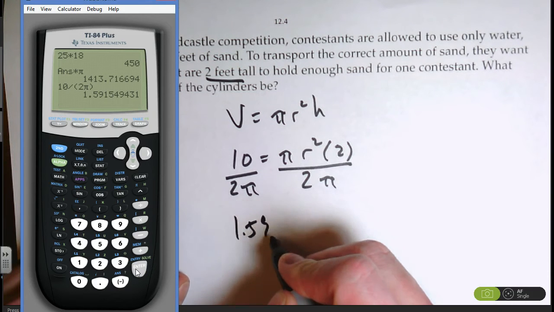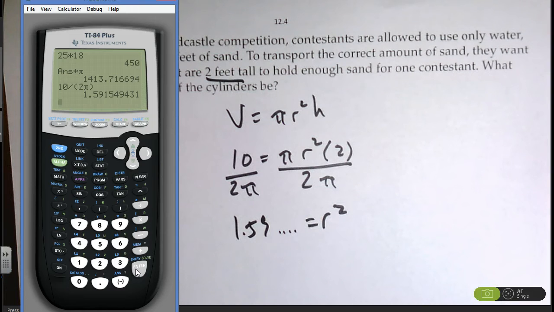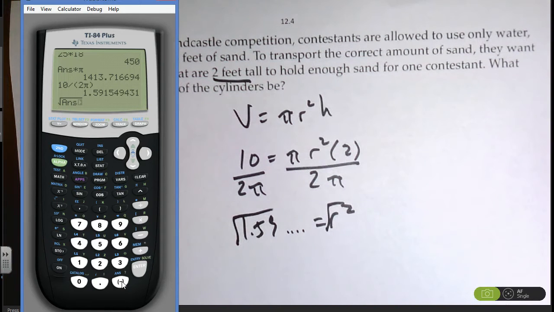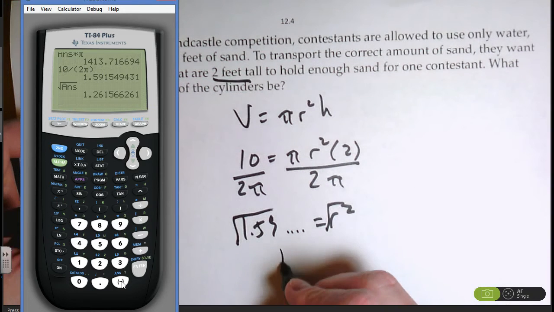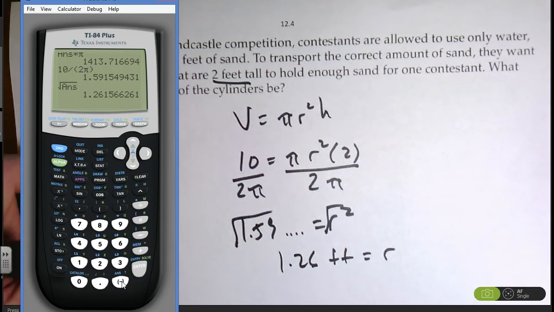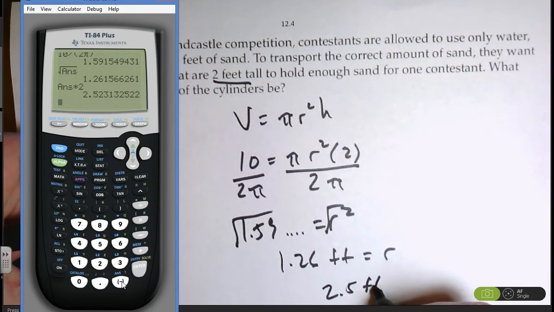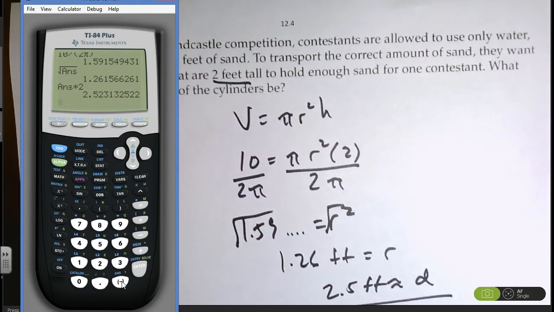So 1.59 equals r squared. Now, if you want to take the square root of that, it's really easy. You do second square root, second answer, because that's how you're going to take the square root of this. So now I'm going to plug it back in. We get 1.26 feet is the radius. Well, now if I want the diameter, double it, 2.5 feet should be the diameter. Excuse me.